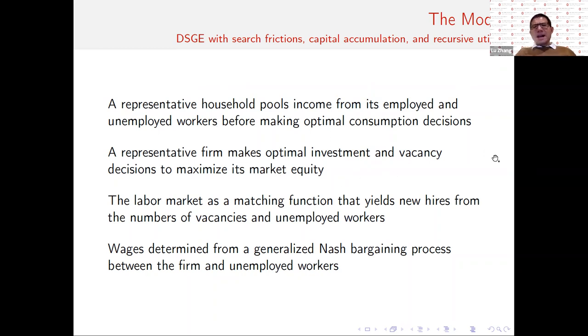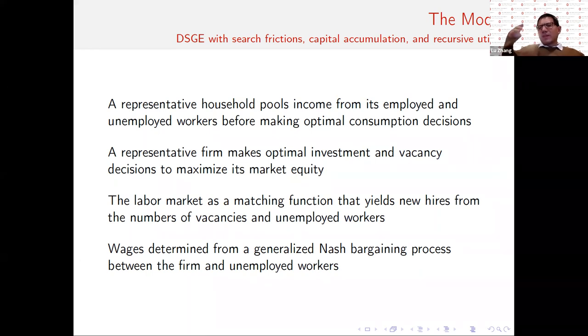So the representative firm, as in all the standard macro labor literature, is going to make optimal vacancy decisions. And because we have capital, we need to analyze optimal investment policy as well. And the goal is to maximize the market value of equity. The labor market is modeled as parsimoniously as a matching function that produces the number of new hires from combining the number of vacancies and the number of unemployed workers. So wages are from a generalized Nash bargaining process. Again, this is a textbook model, the simplest that we can find.